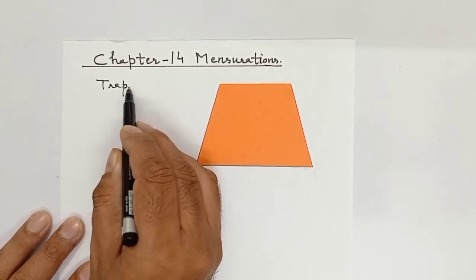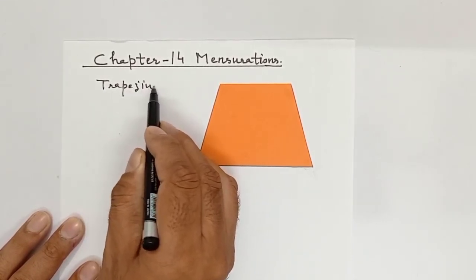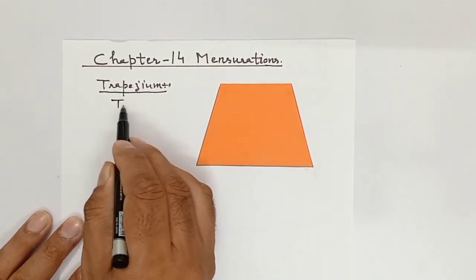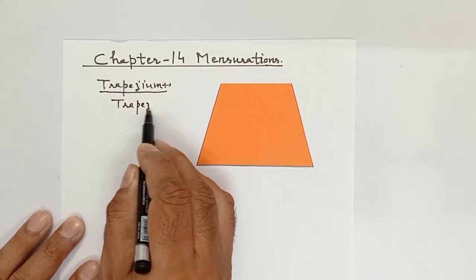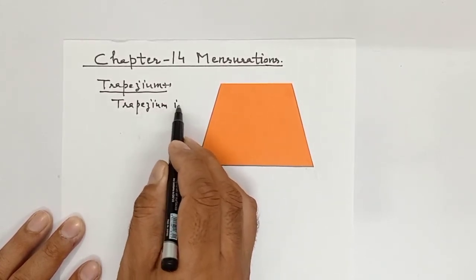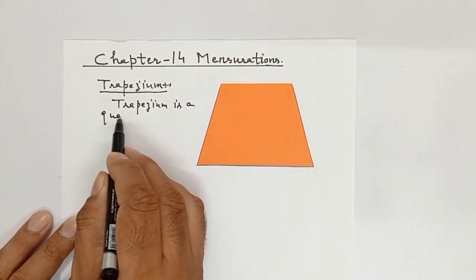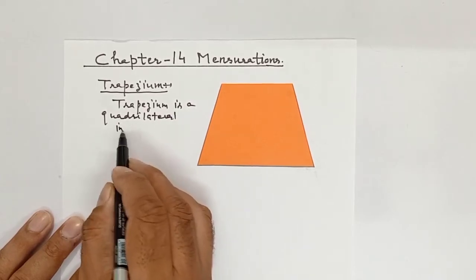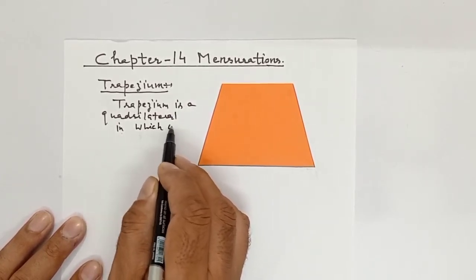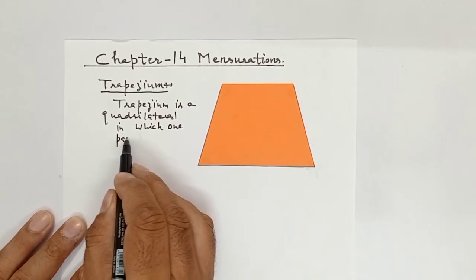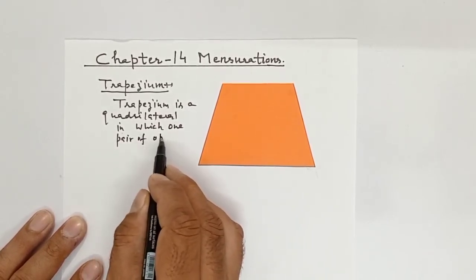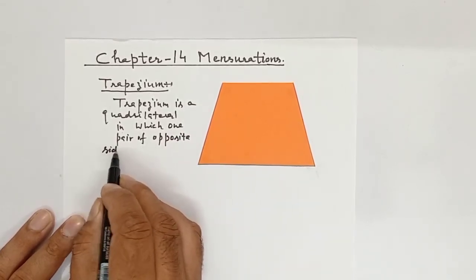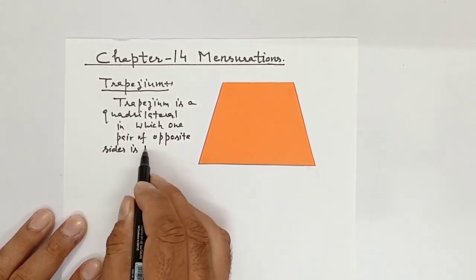So trapezium is what? Trapezium is basically a quadrilateral. So trapezium is a quadrilateral in which one pair of opposite sides is parallel.